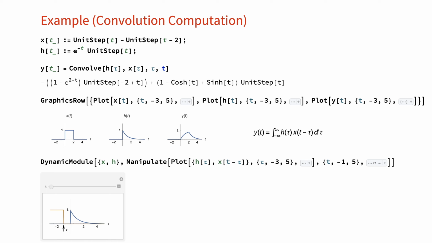As we change t and slide the flipped signal x of t minus tau from left to right, for t less than 0, there is no overlap between the two signals, and the product is 0. As we pass t equal to 0, we have some overlap until we reach the point t equal to 3, and after this point, we have full overlap between the two signals. So for this convolution integration, we need to consider 3 regions.